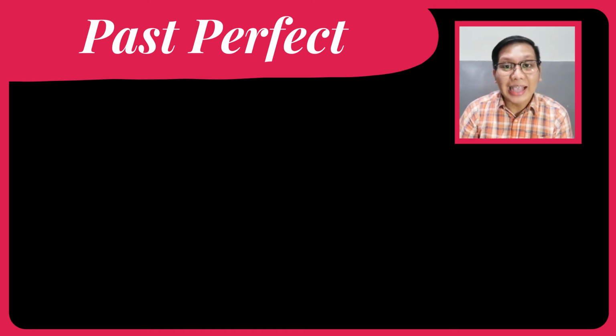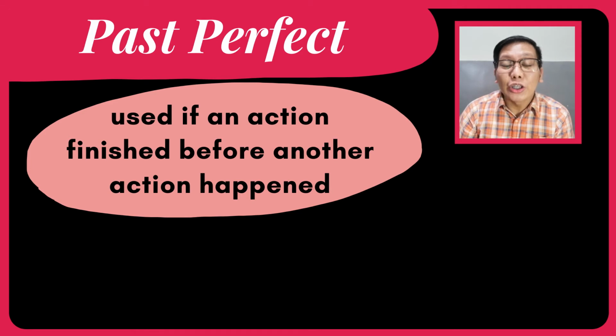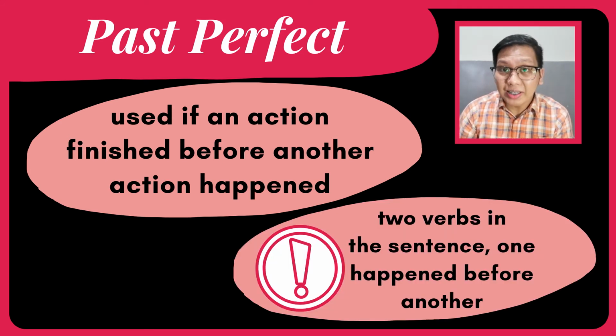Next, we have past perfect tense. It is used when an action finished before another action happened. You heard it right. There must be at least two verbs in a sentence. One happened before another.